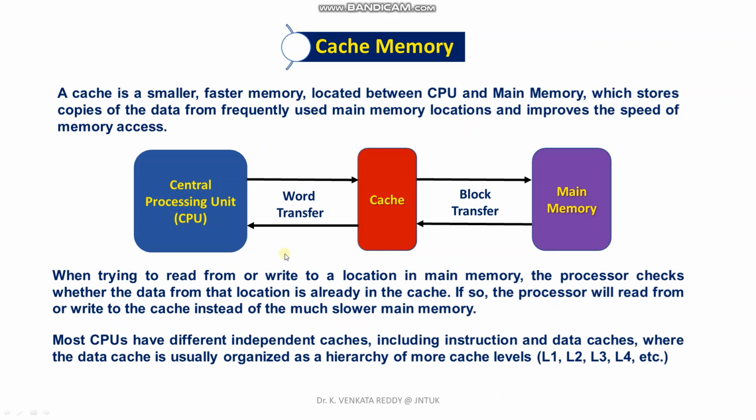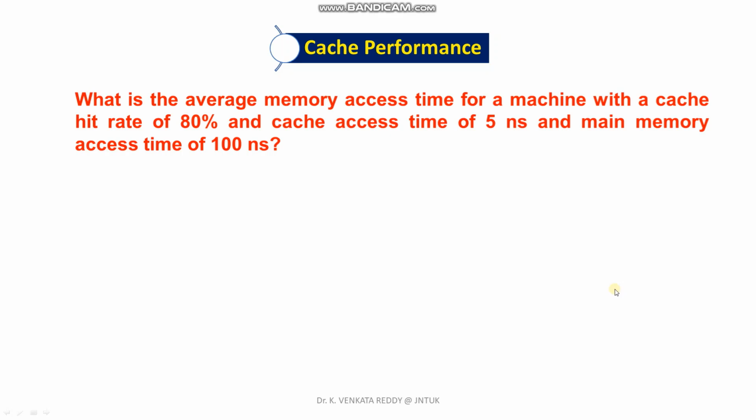The present day computers use separate instruction caches and data caches, and the data cache is usually organized as a hierarchy of more cache levels as L1, L2, L3, L4 and so on. To understand the uses of this cache memory and the performance improvement of computers, let us consider a simple example. What is the average memory access time for a machine with a cache hit rate of 80%, a cache access time of 5 nanoseconds and a main memory access time of 100 nanoseconds?